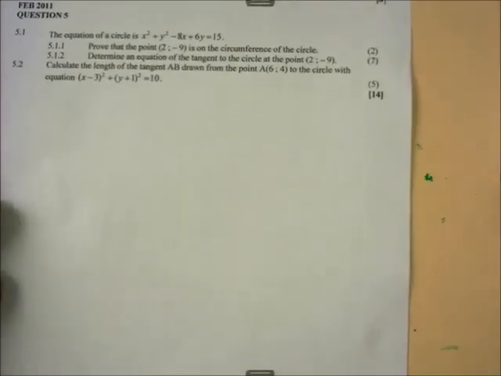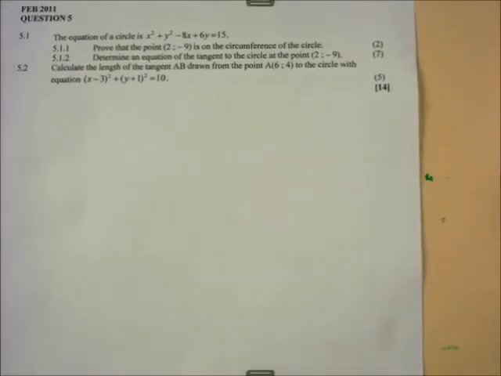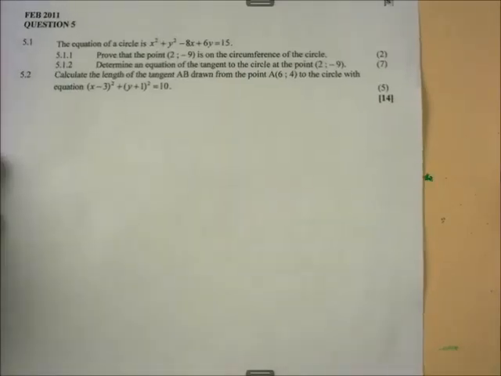Now question 5. Question 5 says the equation of a circle is x squared plus y squared minus 8x plus 6y is equal to 15. That is good. And immediately after that, they say prove that the point (2, -9) is on the circumference of the circle. So we must prove that this point is on that circle. Now how do we prove this one?